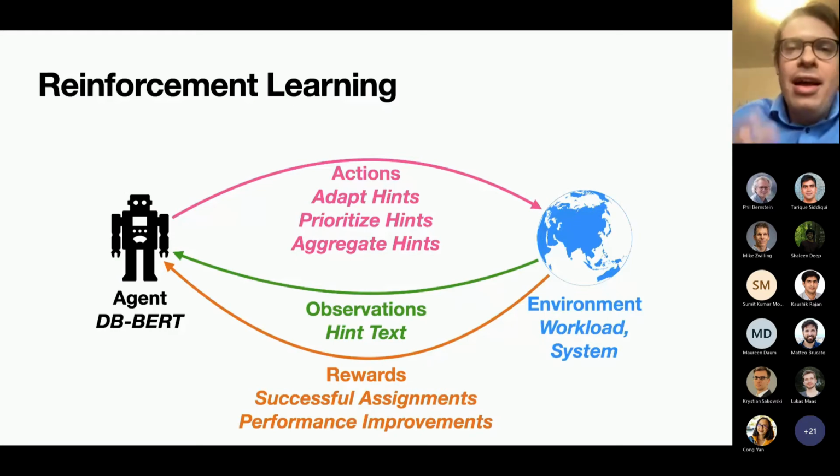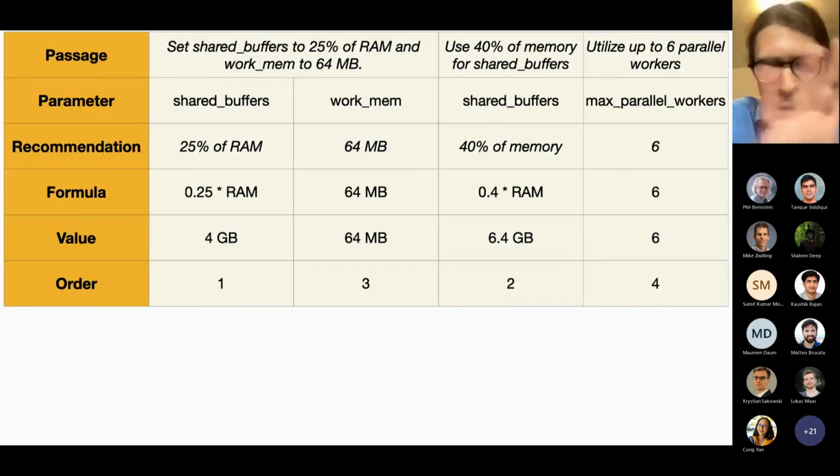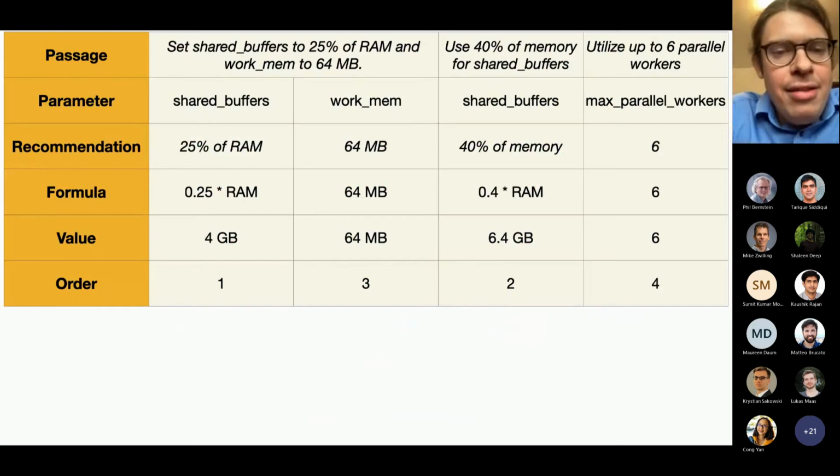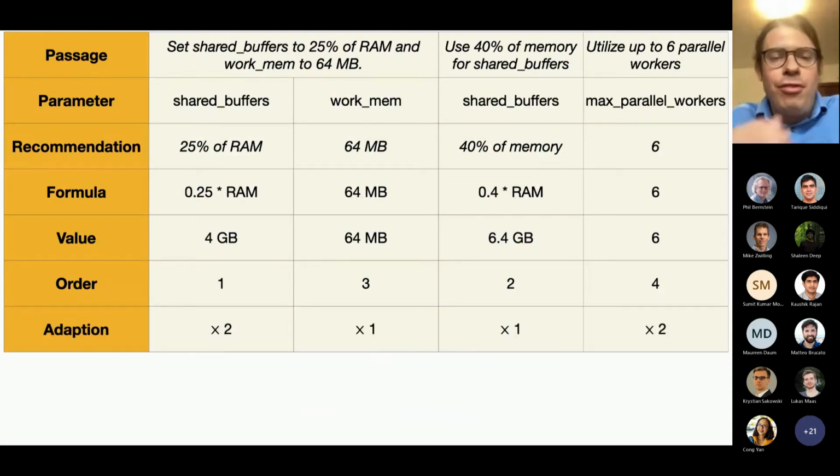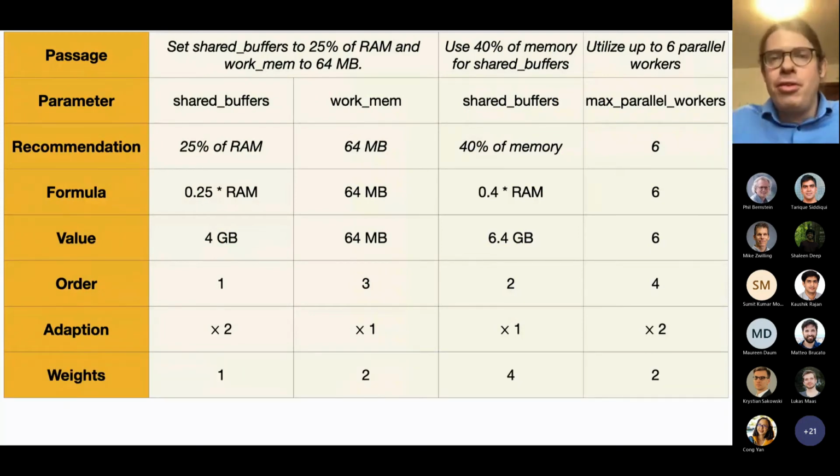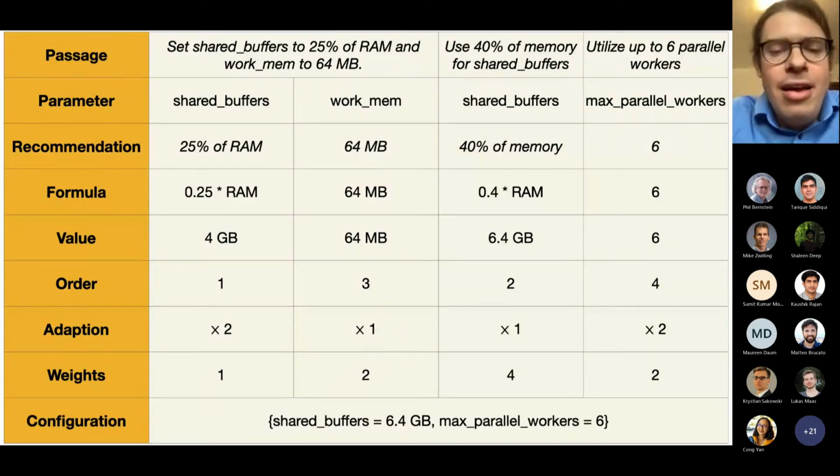In order to make it more concrete, let's continue with the example before. Here we have collected a tuning hint that recommends specific values for specific parameters. So now the agent needs to figure out how to adapt the recommended values by multiplying them by certain factors, and how to assign priority weights to those hints if some of those hints are in conflict with each other. After selecting how to adapt recommended values and how to prioritize different hints, we can aggregate this into one configuration, meaning settings for some subset of parameters that can be evaluated in a trial run.